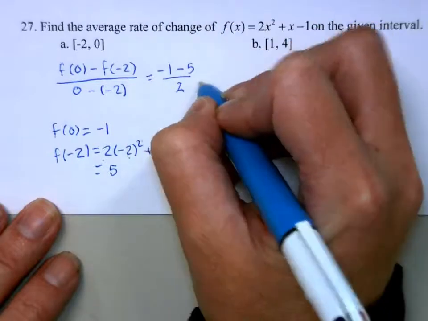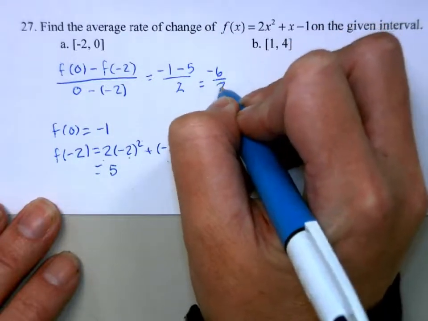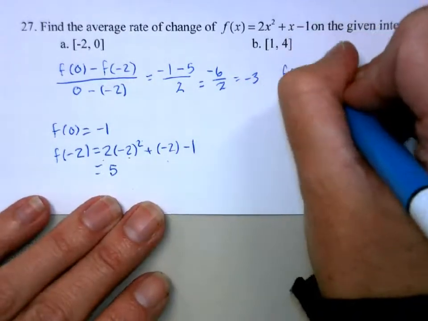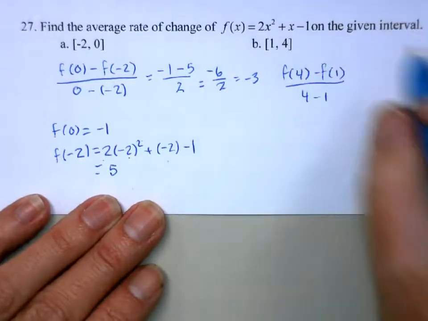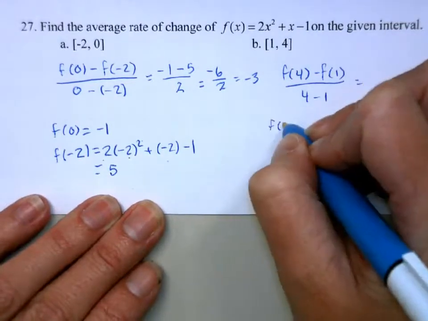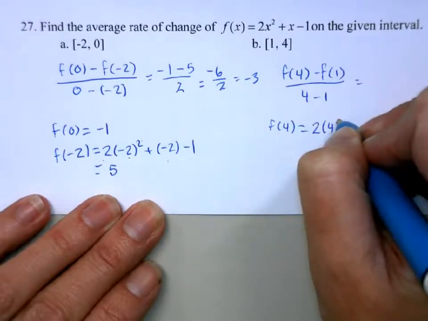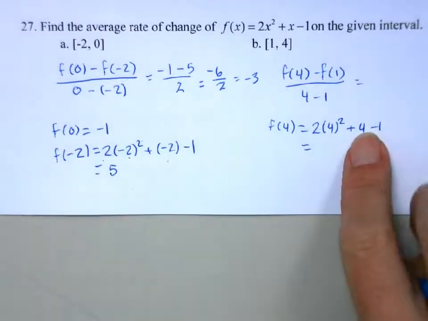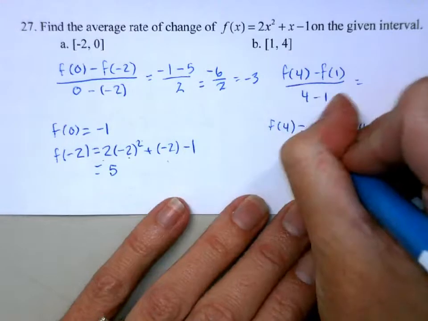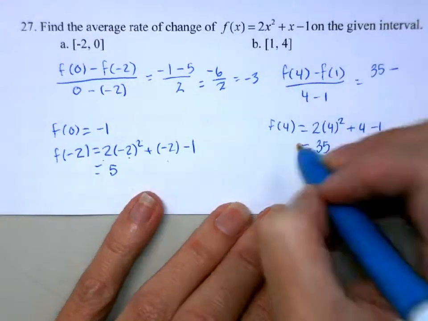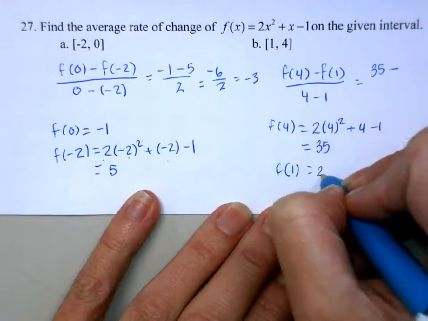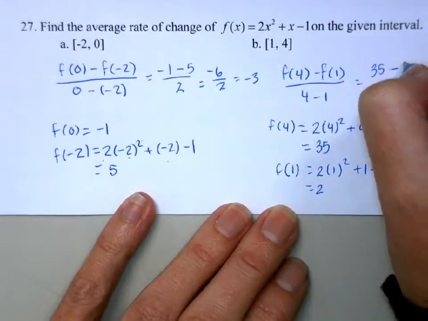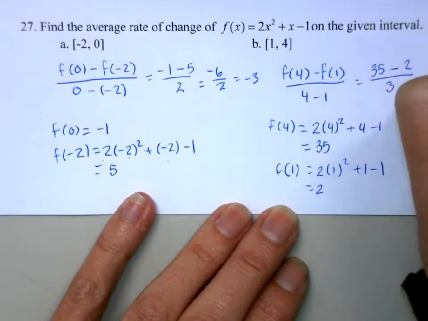Same thing for this one. This is going to be f of 4 minus f of 1 over 4 minus 1. F of 4 is 2 times 4 squared plus 4 minus 1. So it's 16, 32 plus 4 is 36, minus 1 is 35. F of 1 is going to be 2 times 1 squared plus 1 minus 1. So that's just 2. So 35 minus 2 over 3. So 33 over 3, which is just going to be 11.